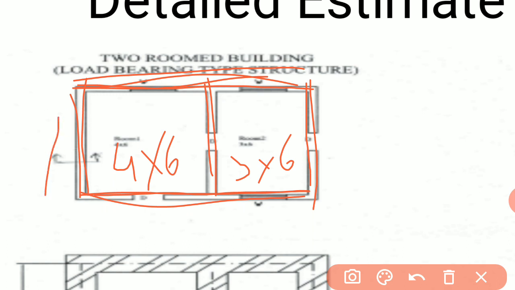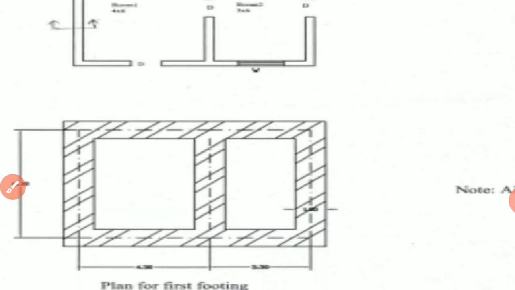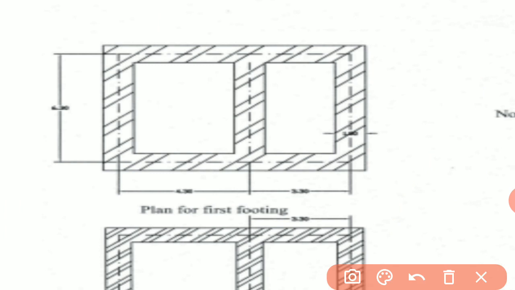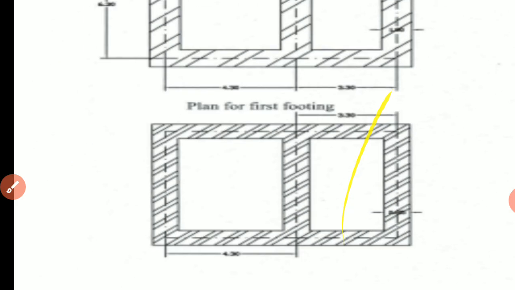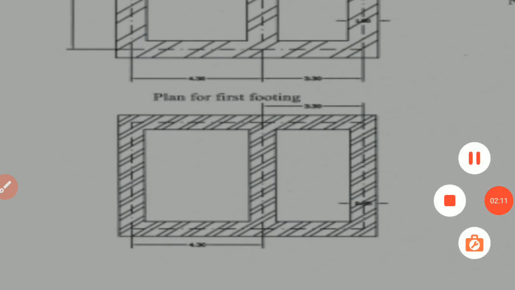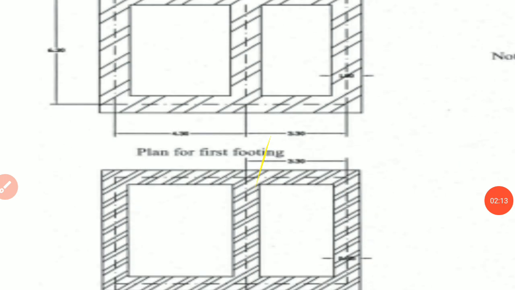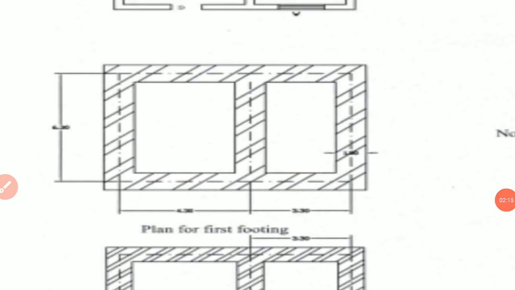Then we'll do, what is the first step. The first step involves the calculation of center to center distance. So what we are going to do here, we are going to mark our plan with the walls. So this is the plan for the footing and this is the plan for the wall area.